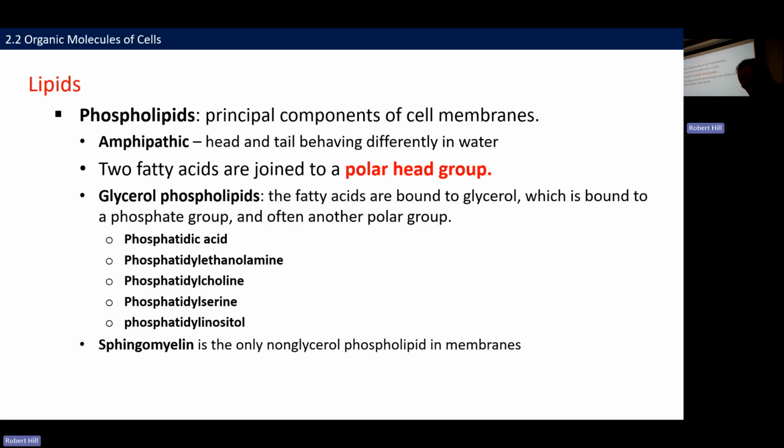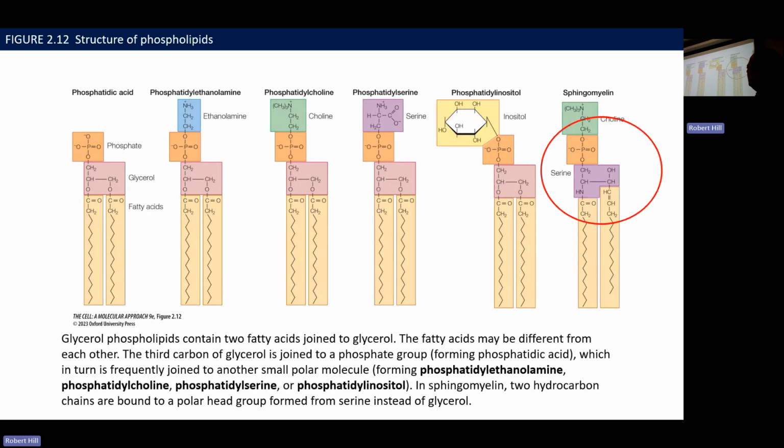But they all have similar shapes. So the most simple is the phosphatidic acid, right? This lacks any extra functional groups that are attached to the phosphate. You can see they all have a glycerol moiety except sphingomyelin. Sphingomyelin is the one exception that doesn't have glycerol. Instead, it has an amino acid that gets stuck in there to produce this phospholipid.